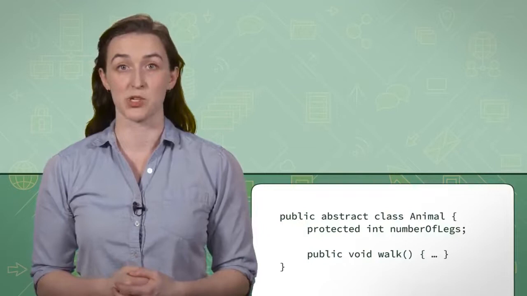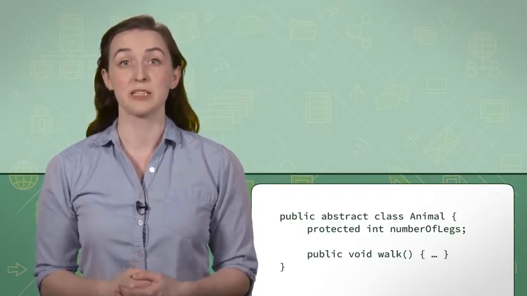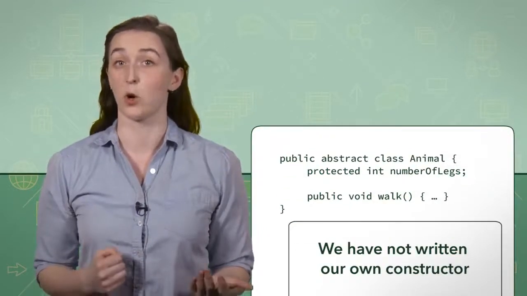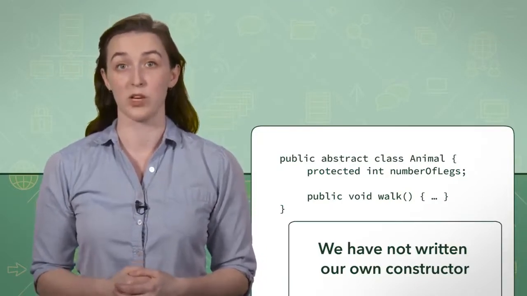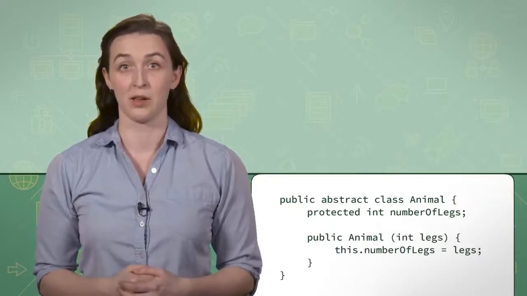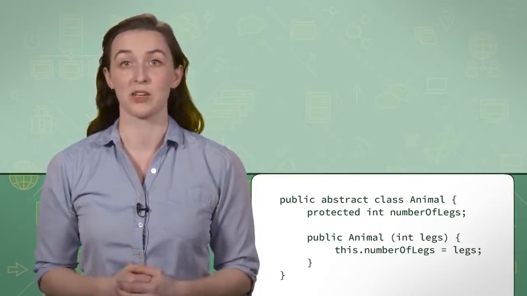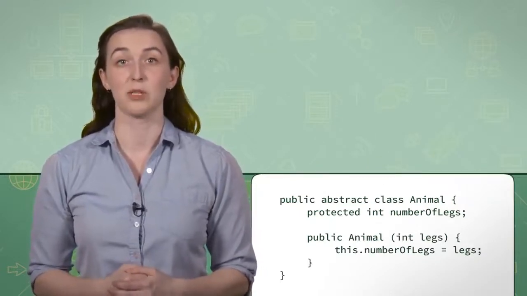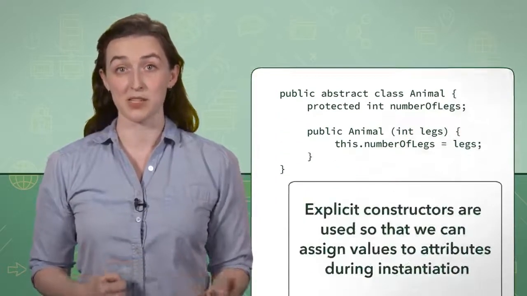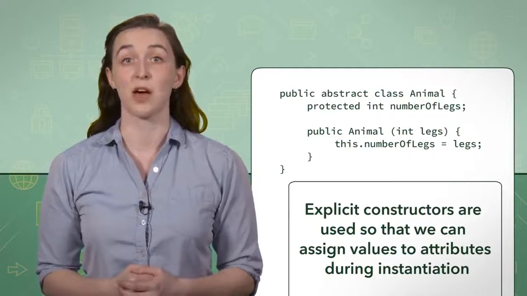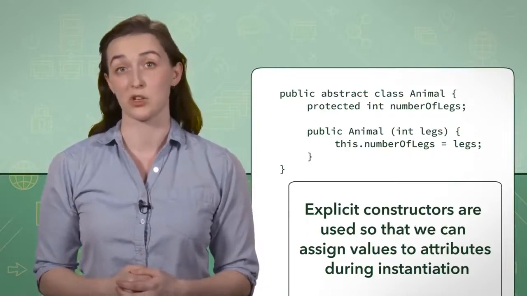In this implementation of the animal class, we have an implicit constructor since we have not written our own constructor. All attributes are assigned 0 or null when using the default constructor. The animal class in this implementation has an explicit constructor that will let us instantiate an animal with however many legs we want. Explicit constructors are used so that we can assign values to attributes during instantiation.